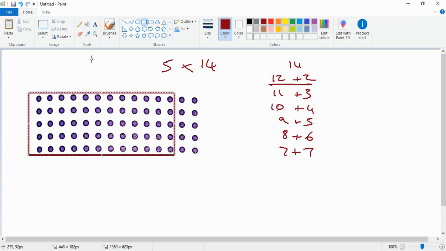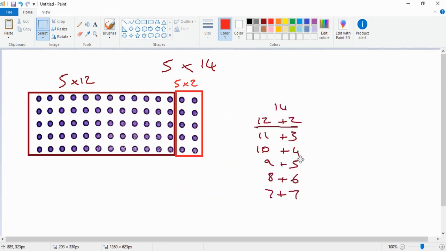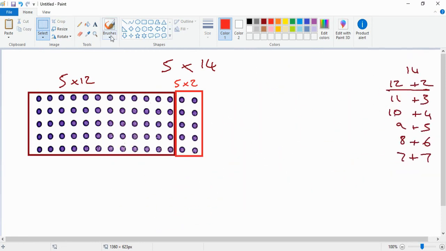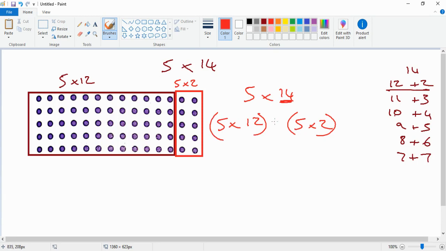There's the first part, which is 5 times 12. And then we've split it up here, 5 times 2. So I'll move that to the side there. So instead of 5 times 14, we've decided to pick 12. We're going to swap the 14 for 12. So 5 times 12, and then 5 times 2. We'll put some brackets, and then we'll add those.